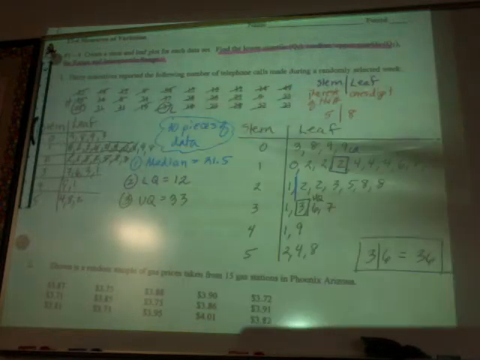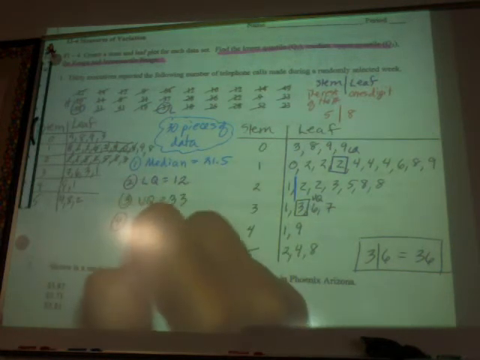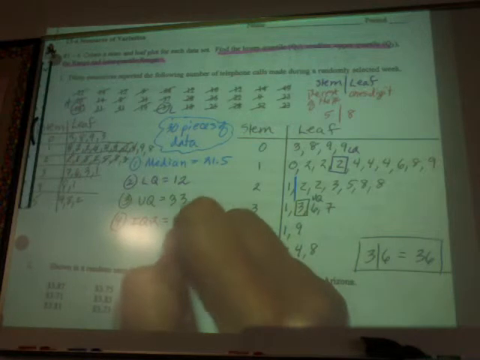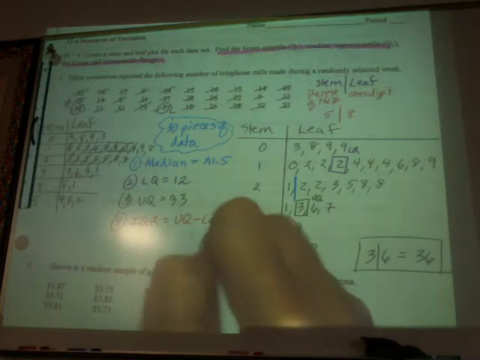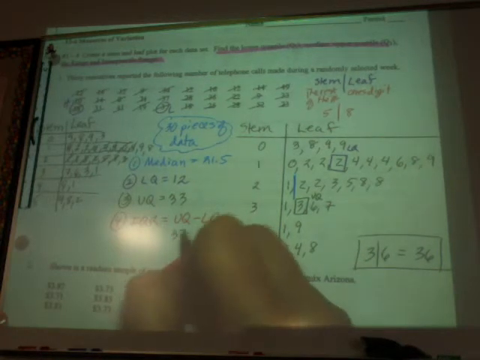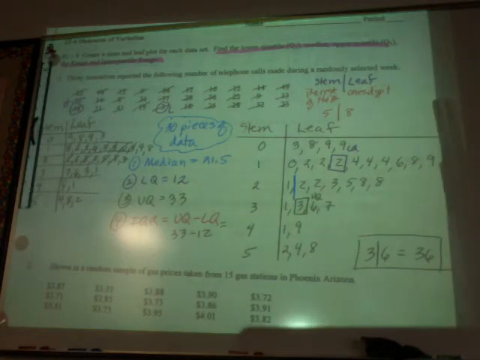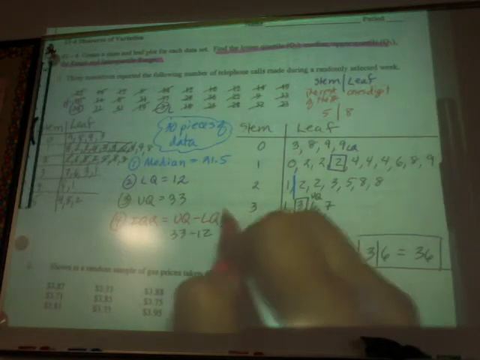So we need the range, right? Actually, I would do interquartile range next, because number 4, the interquartile range is equal to the upper quartile minus the lower quartile, right? So what's our upper minus our lower? 33 minus 12, which equals what? 21.